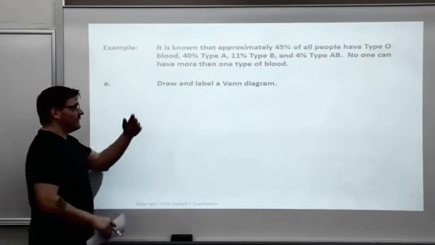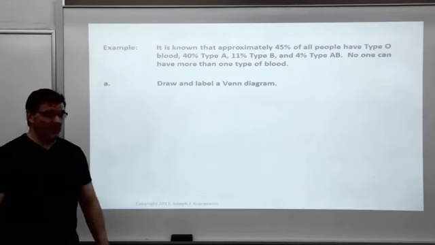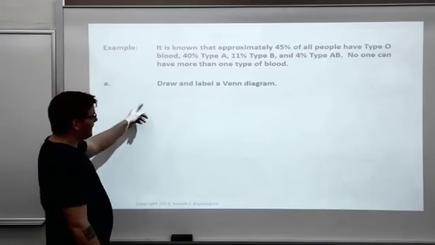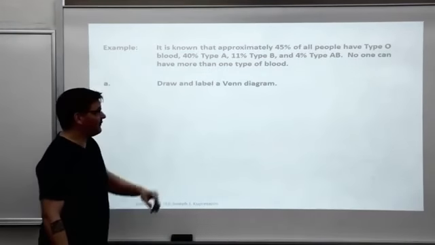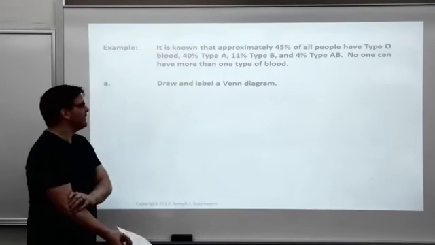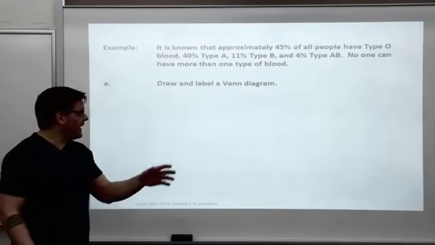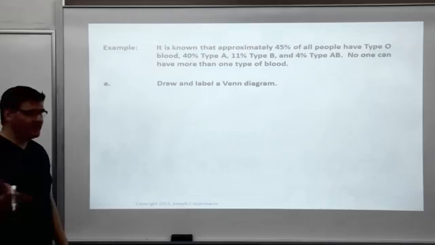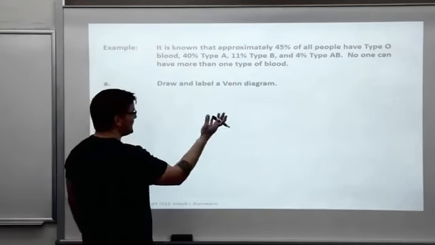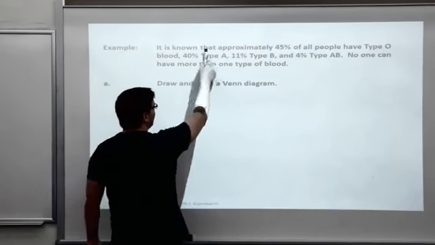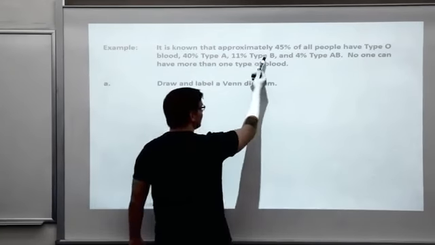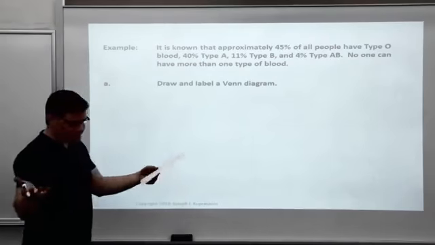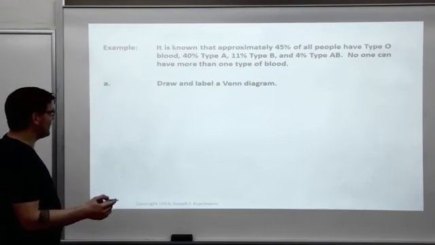Example 1. It's known that approximately 45% of all people have type O blood. 40% have type A blood, 11% have type B blood, 4% have type AB. Forget the positive and negative for now, for the whole example, and no one can have more than one type of blood. That last sentence here tells me disjoint. You cannot be type A and at the same time type B, or at the same time type AB.